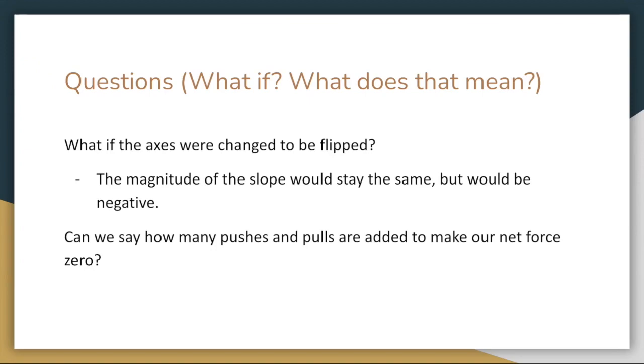And for the second essential question, can we say how many pushes and pulls are added to make our net force 0? This is very hard to interpret because we do not know the total magnitude and number of forces acting on this bottle. We can assume there is the force from our hand pushing it and then friction, but there could be other external factors that we are not aware of. So we cannot say for sure how many total forces are acting on it to make it net zero, because there are multiple external forces that we may not have considered.